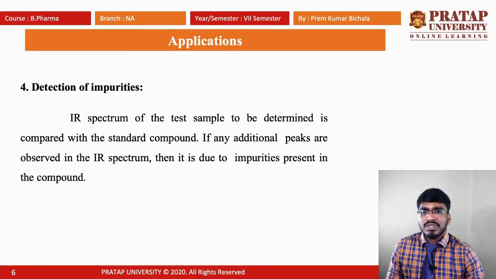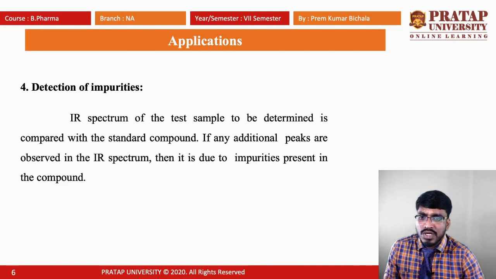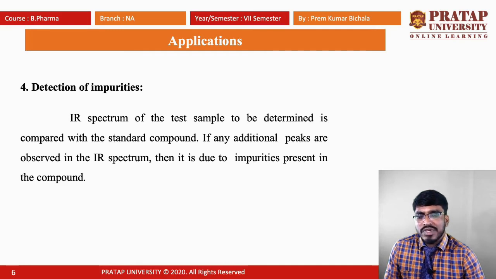So when you compare a standard compound with a test compound, if the standard compound has, for example, 4 peaks, the test sample should give 4 peaks. If any additional peak is observed other than the 4 peaks, that means that additional peak is absorbed due to impurities, whatever they may be. Some impurities are present, so due to those impurities, we can observe some additional peaks in the IR spectrum of the given compound.